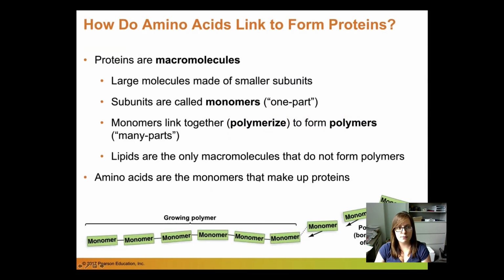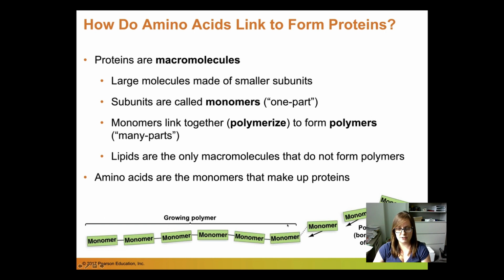So proteins are macromolecules, which means that they're large molecules made up of smaller subunits. And the smaller subunits, which I talked about, are called monomers, or one part. And monomers link together in a growing polymer, okay? Polymer meaning many parts. And lipids happen to be the only macromolecule that does not form polymers. So we'll talk about nucleic acids and carbohydrates. Those are polymers, and lipids are the only ones that are not. But let's return back to proteins. So amino acids are the monomers that make up proteins, and proteins being the polymer, right?